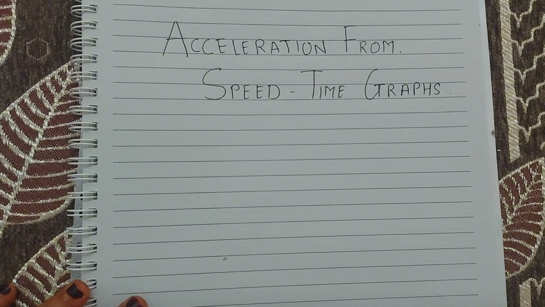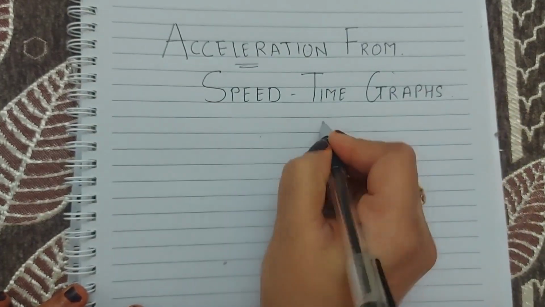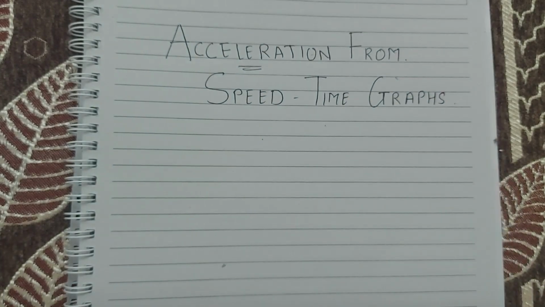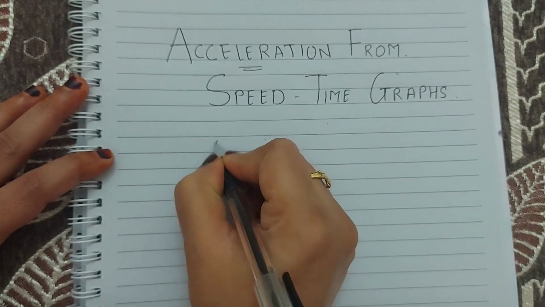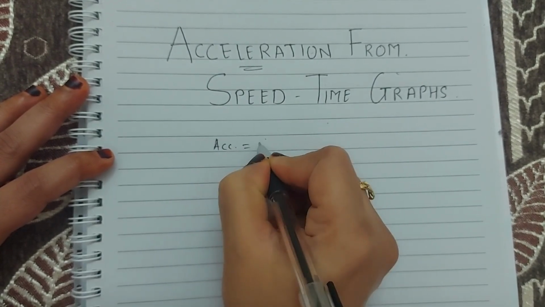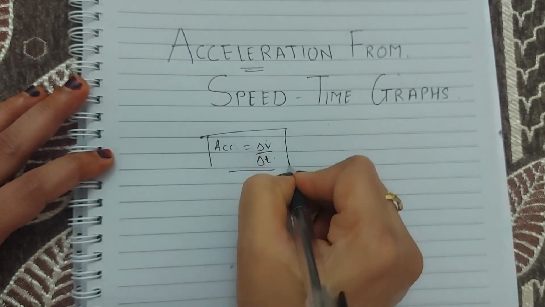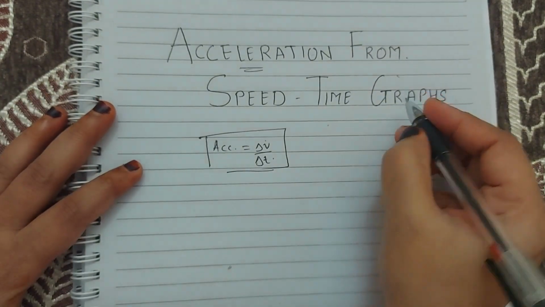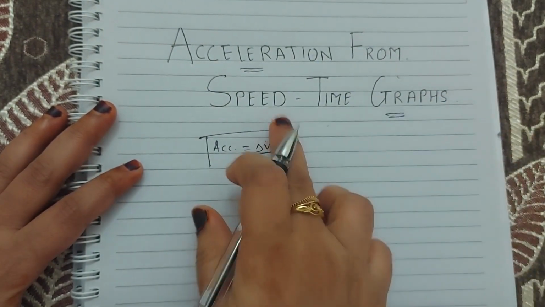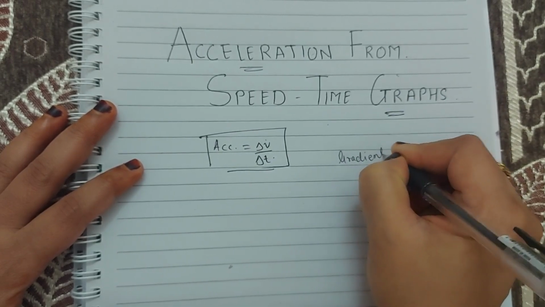Okay, so in this video we'll see how you can find acceleration from a speed time graph. We can find acceleration by the formula that we already know. The formula for acceleration is nothing but change in velocity with respect to time. So this is the mathematical expression for acceleration, but we can also find the acceleration with a graph by finding the gradient of the speed time graph.